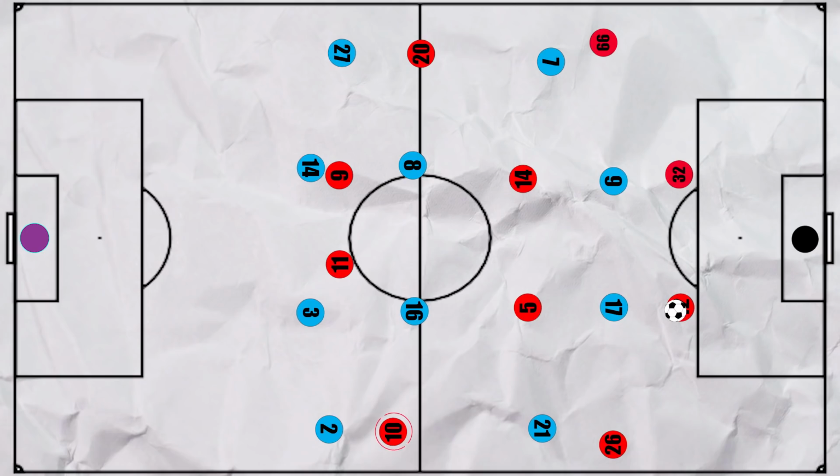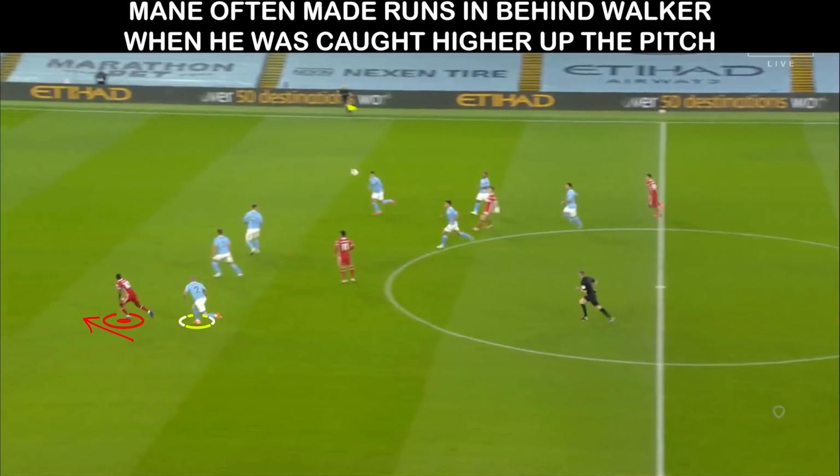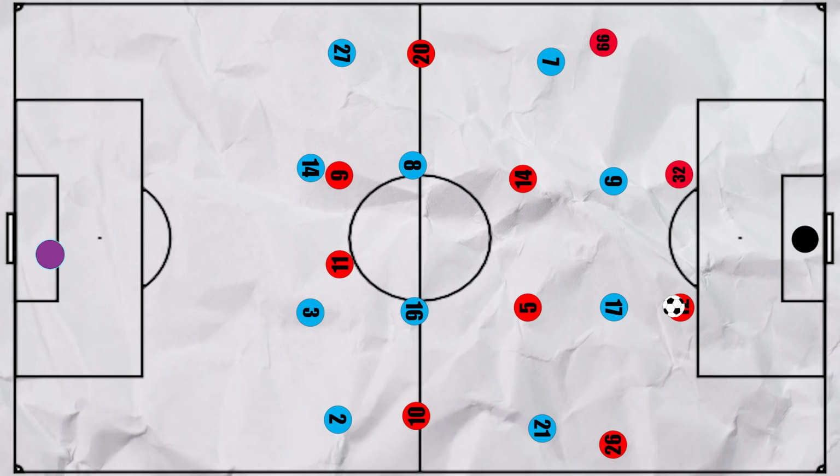And just as easily, when Walker was caught high up the pitch following an attack, Mane would often make runs in behind to look to get on the end of the longer ball. So, Ederson had to be alert and have a good starting position to cut off several of these moves before they could even begin.